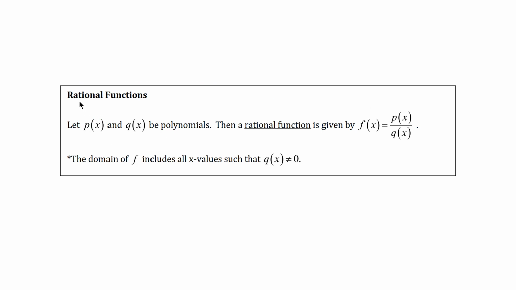Next, we're going to go over rational functions. Let p of x and q of x be polynomials, then a rational function is given by f of x equals p of x divided by q of x. Now, a rational function is essentially just a fraction with a polynomial on the top and the bottom. Just like any fraction, we cannot divide by 0. So the domain of the function f includes all x values such that the polynomial in the denominator, q of x, is not equal to 0.